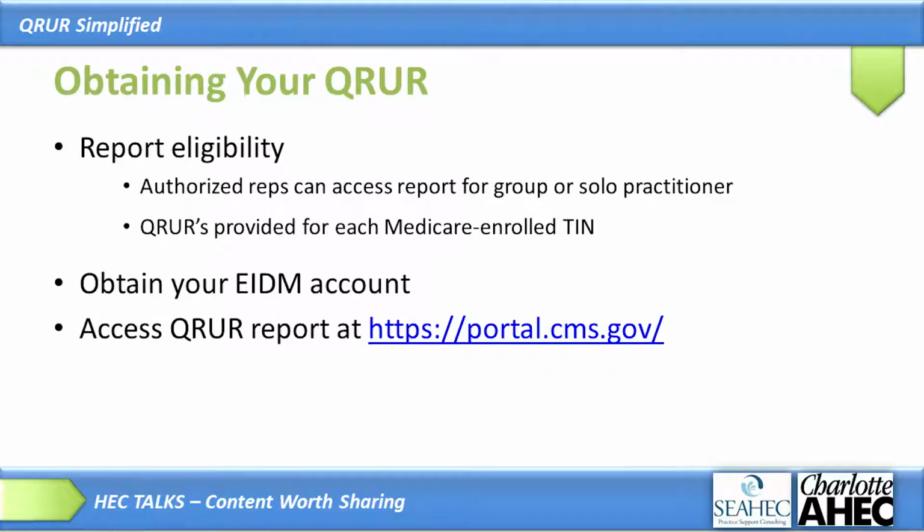The first step in accessing the QRUR is obtaining the Enterprise Identity Management System, EIDM, account. There are helpful guides on the CMS website to walk you through the process. Keep in mind that you can also access a report on behalf of a provider or group. You will just need to select the appropriate user role when prompted. With your EIDM in hand, you now have access to the QRUR through the CMS portal.